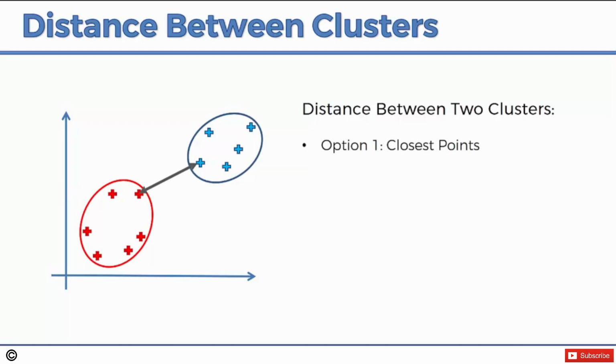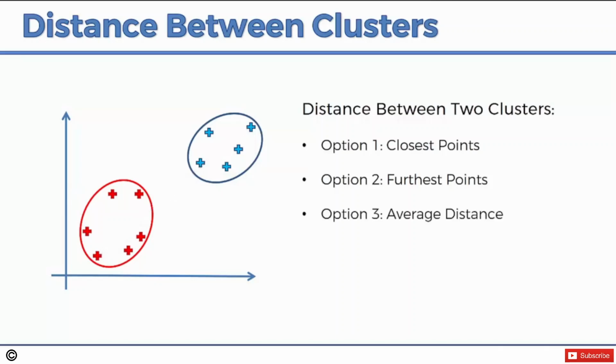For instance, option one is just take the two closest points and measure that and call that the distance between the two clusters. Option two is actually take the two furthest points and call that the distance between two clusters. That's also a valid approach. Option three, take the average.